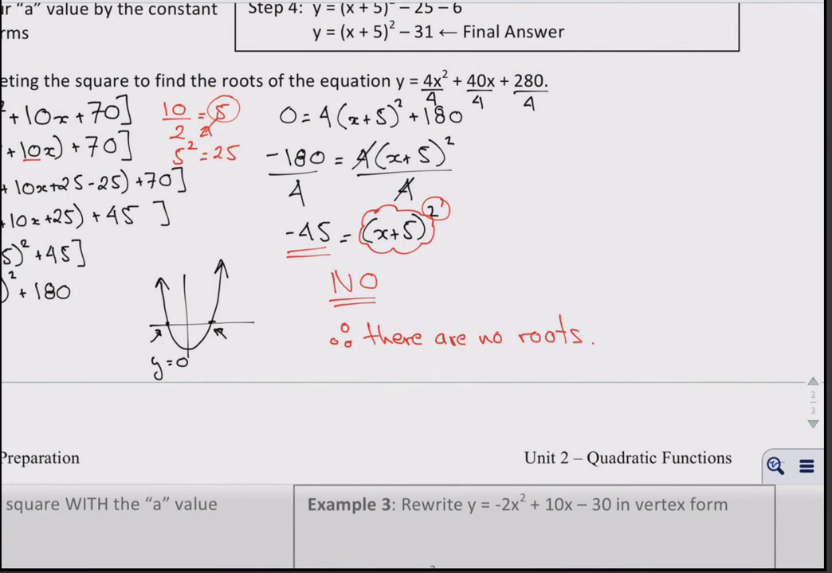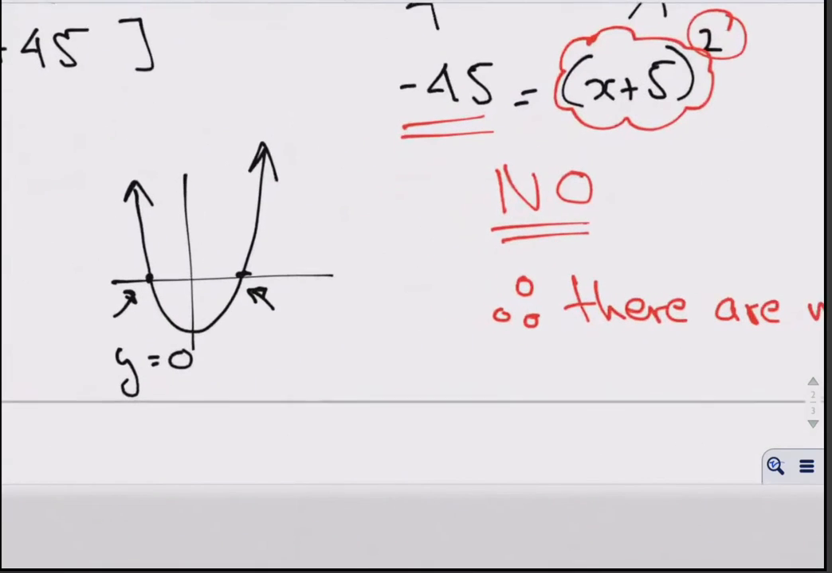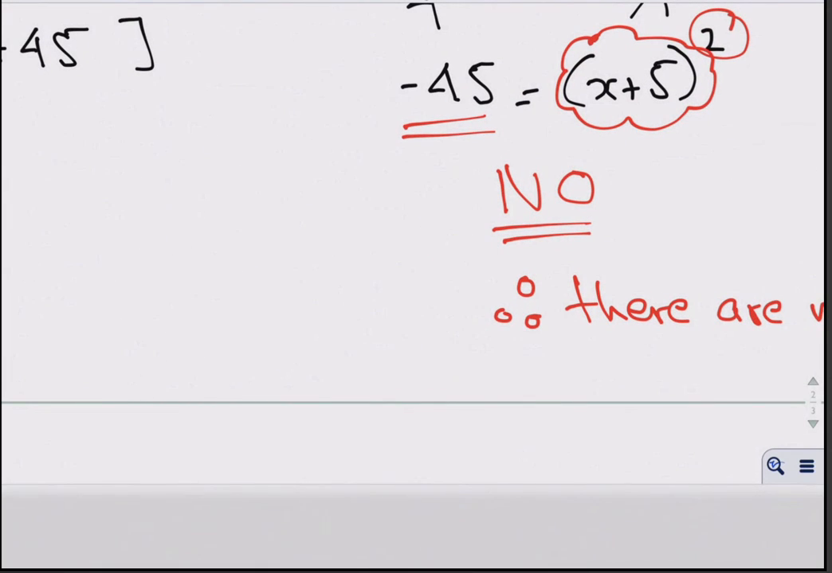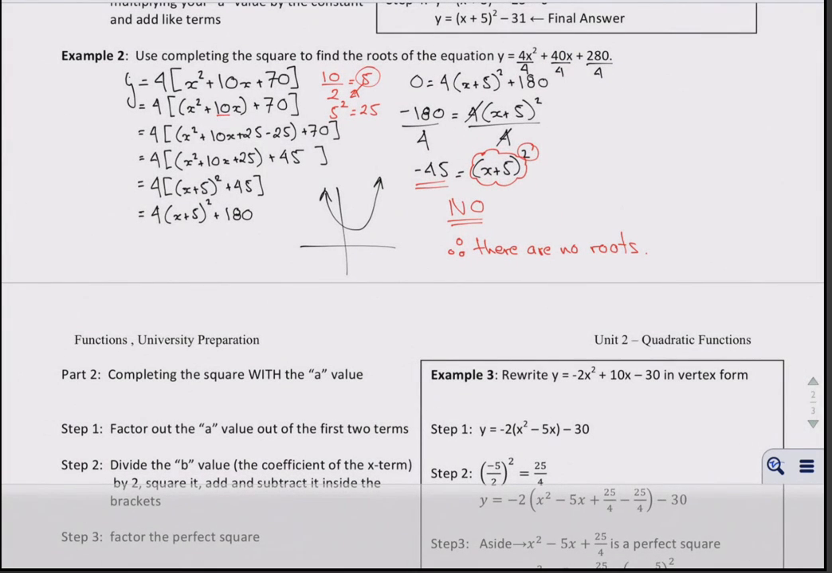And in terms of my graph, well, it's opening up. There are no roots. The only way it can possibly look is not like this diagram here, but like this. Somewhere up there. No roots, opening up, going to infinity, never crossing the x-axis. So there is your example number 2. Next, we're going to look at completing the square where we have an a value different than 1 in the front.